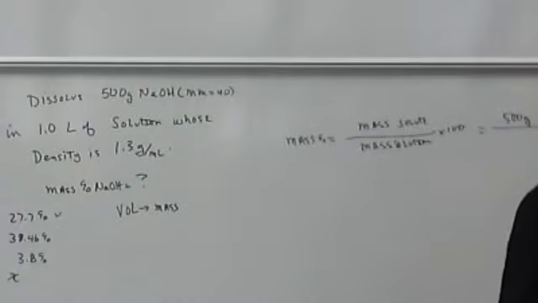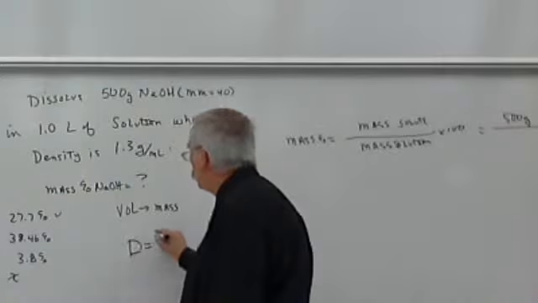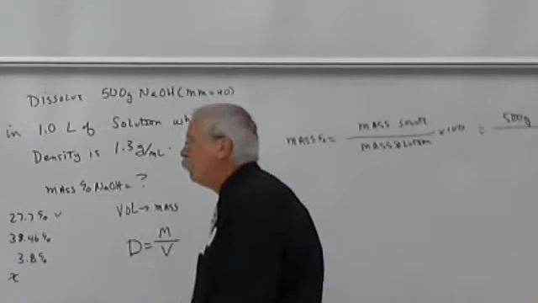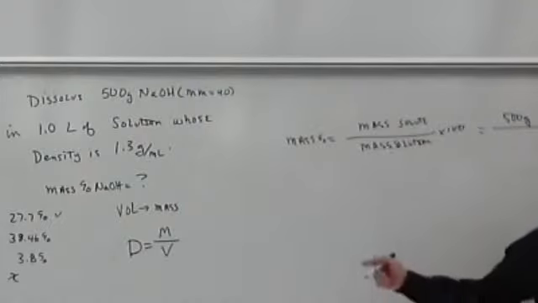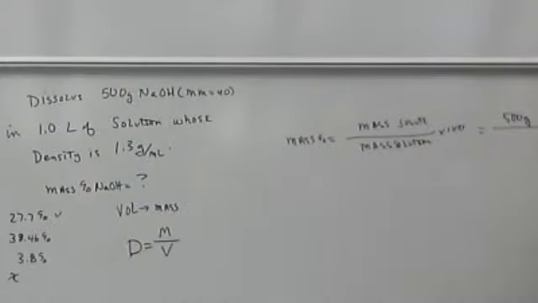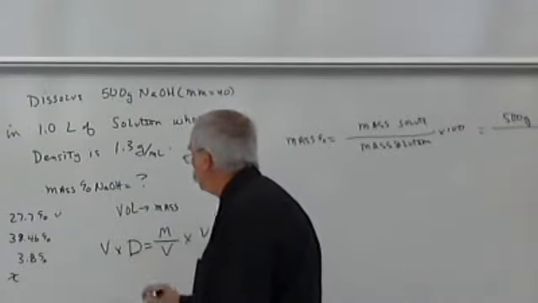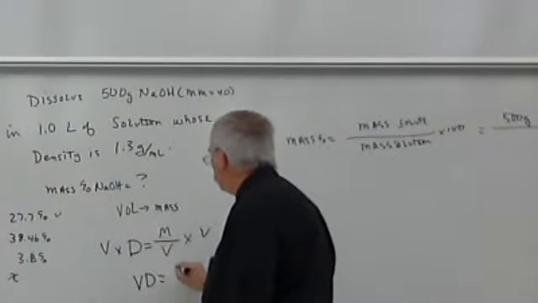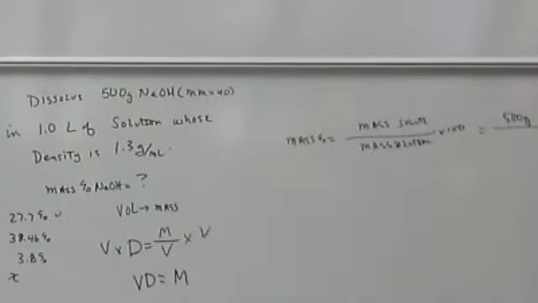I use the density formula. And the density formula is what? Density is mass over the volume. So I have volume, I want mass, so can I solve this equation for mass? Yes. What would you suggest I do? Multiply both sides by V. So I get V times D is equal to the mass, or the volume times the density is equal to the mass.